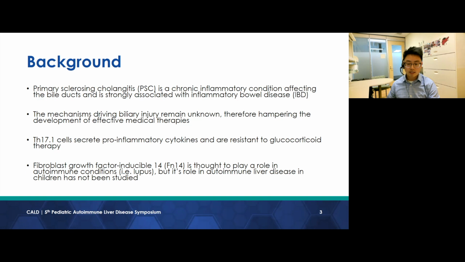Th17.1 cells are a subset of immune cells that secrete pro-inflammatory cytokines but are resistant to corticosteroid therapy. There are some early data to suggest that these cells may play an important role in the pathogenesis of PSC. Fibroblast growth factor inducible 14, or FN14 for short, is thought to play an important role in autoimmune conditions like lupus, but its role in autoimmune liver disease in children has not been studied.